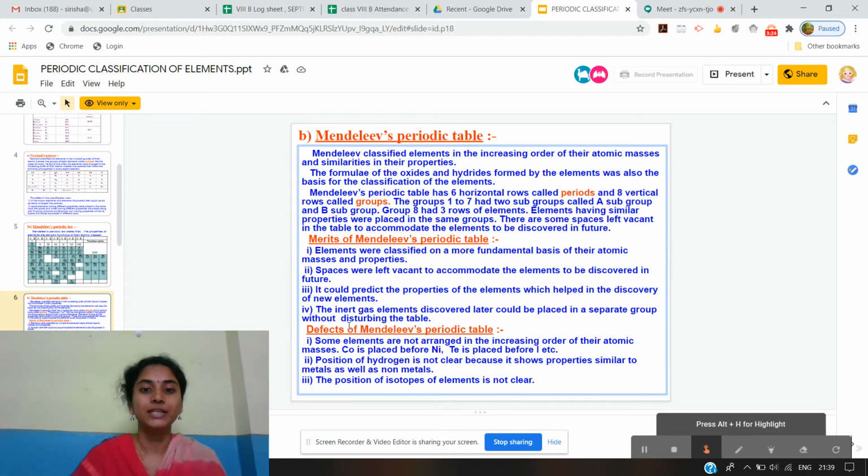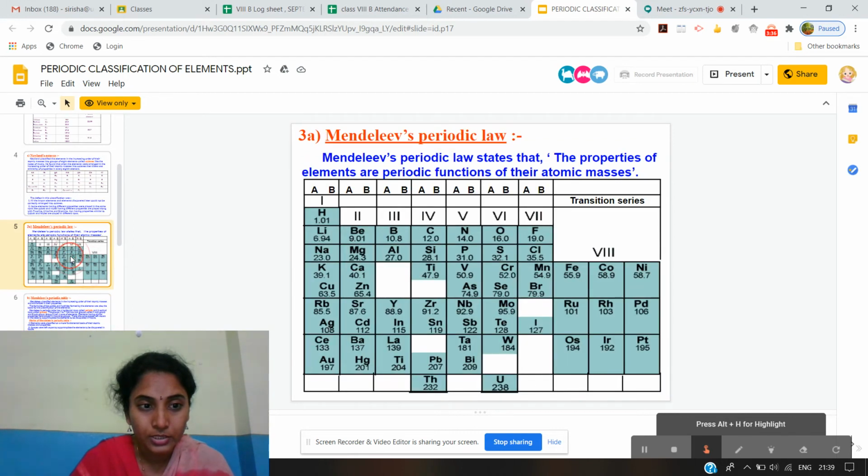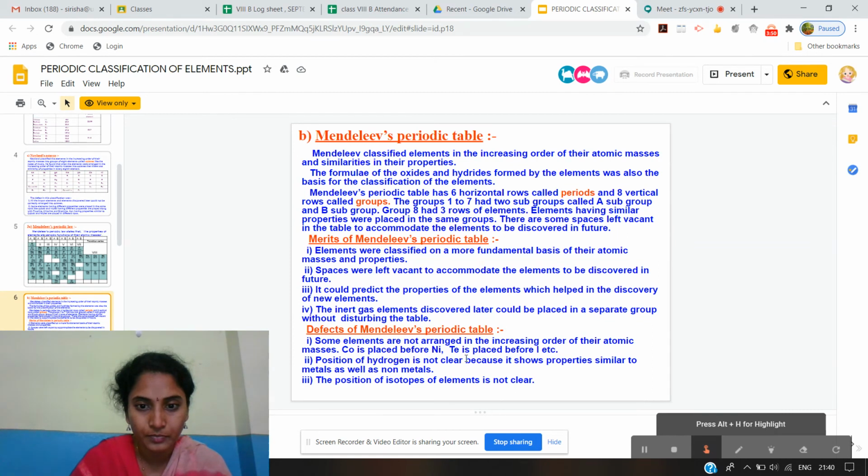Let us see what the demerits of Mendeleev's periodic table are. Some elements are not arranged in the increasing order of their atomic masses at all. For example, cobalt is placed before nickel. See here, cobalt is placed before nickel. That means it has 58.7 and this has 58.9. This is not based on their atomic masses, right? This is one of the main defects.